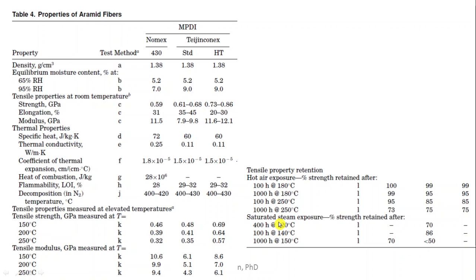Here we can see that after a particular number of hours at different temperatures, the percentage of strength that meta-aramids can retain. So we can see that if we expose for 100 hours at 180 degrees centigrade, the fiber retains approximately 100% of its tensile properties, whereas after exposure of 1000 hours at 250 degrees centigrade, the percentage of strength that it retains is 73% or 75%.